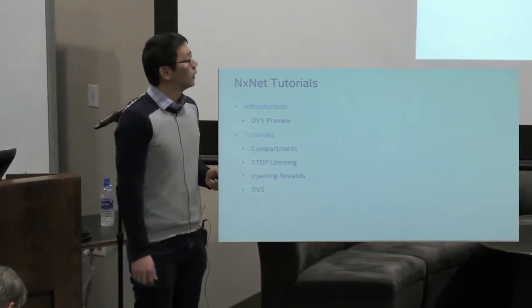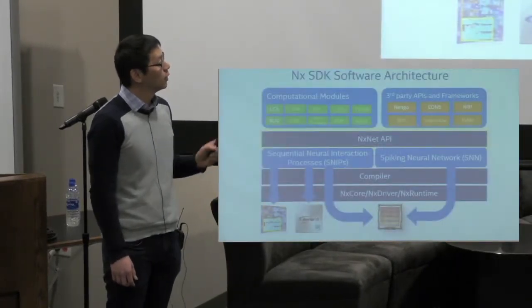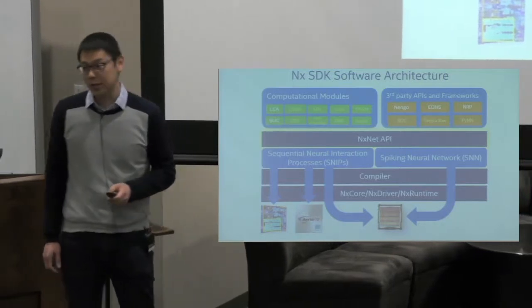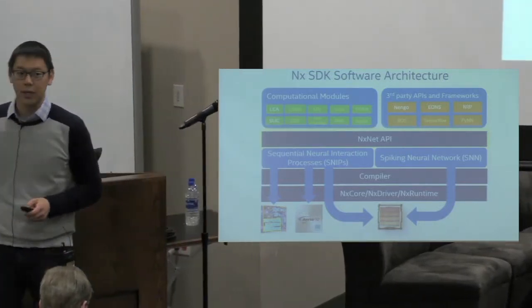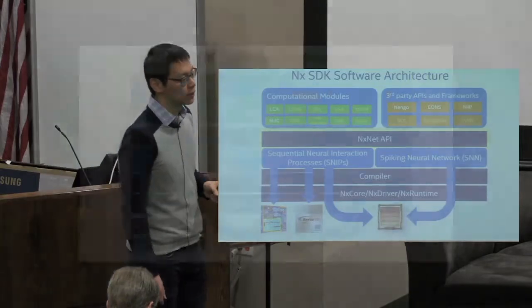Okay, so let's go through the introduction. Just flashing this architecture slide again, here we're basically talking about the NXNet API, and we're going to use that to build spiking neural networks.